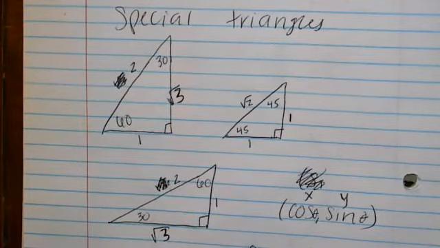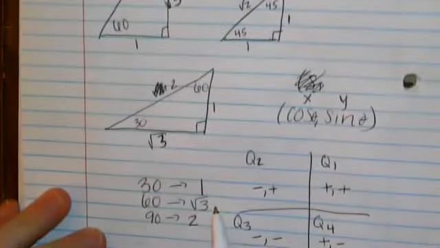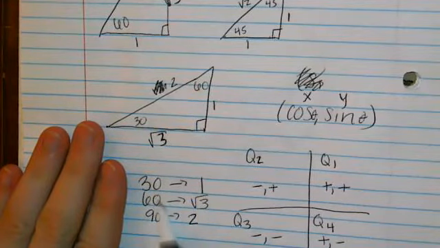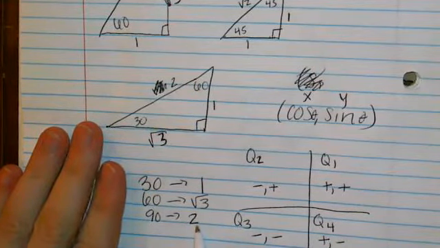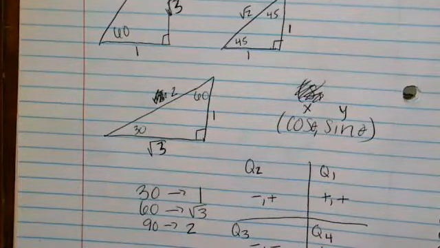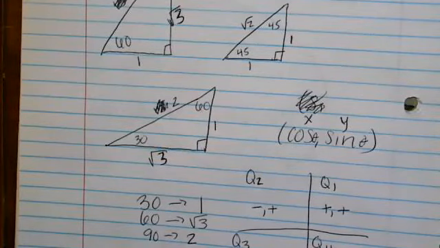Okay, so I made you a tiny little table here, just so you would know. It's 30 across from 1, 60 across from root 3, 90 across from 2. Those are our two special triangles that we're going to deal with today.